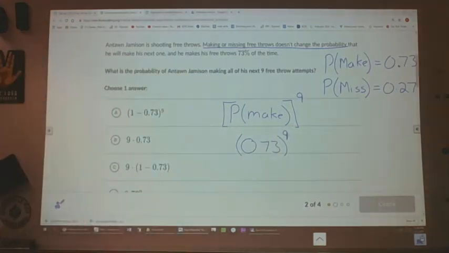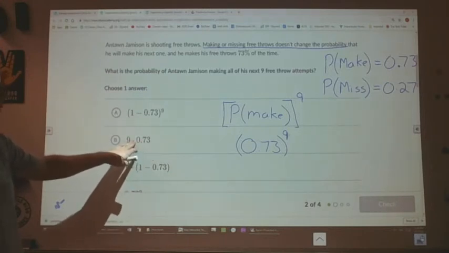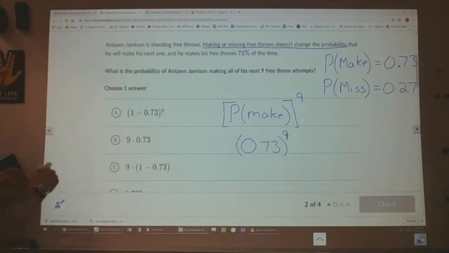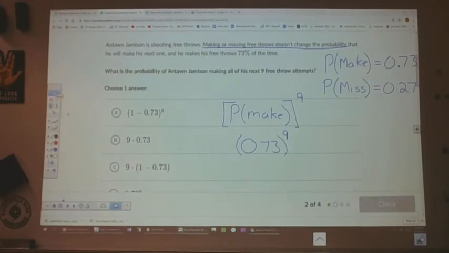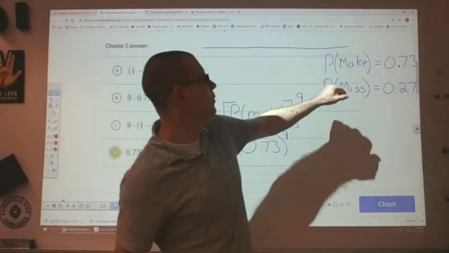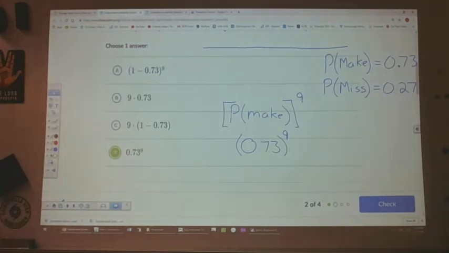So we just have to find that. Not 9 times 0.73. That's not what we're looking for. It must be that last one down there that has been cut off. Yeah. 0.73 to the 9th power is taking the probability that he will make the shot and multiplying it to itself 9 times. So that's the one we want there.